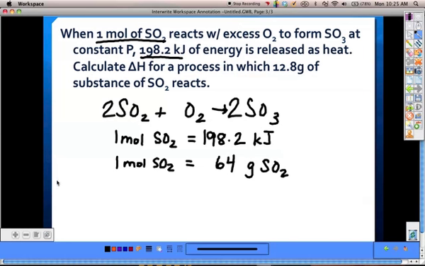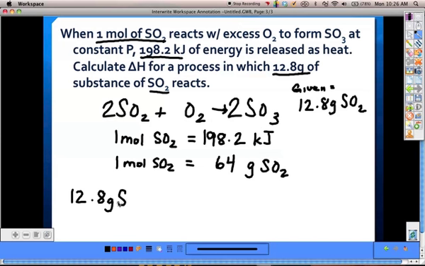So first of all, I need to determine what my given is, because I always start with my given. And that is right here, 12.8 grams of SO2. So given is equal to 12.8 grams of SO2. Again, I always start with my given in any of these conversion problems. So I'm going to start with 12.8 grams of SO2.